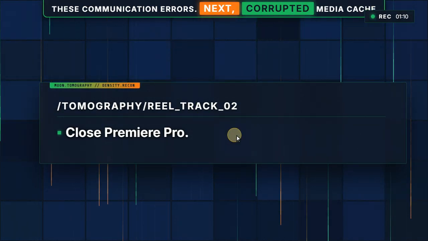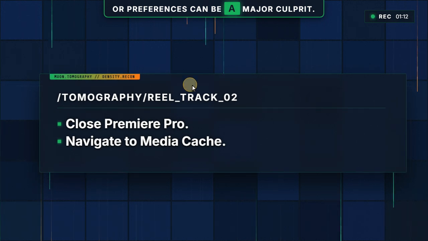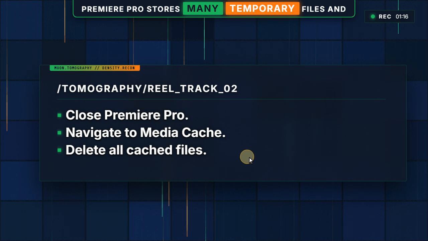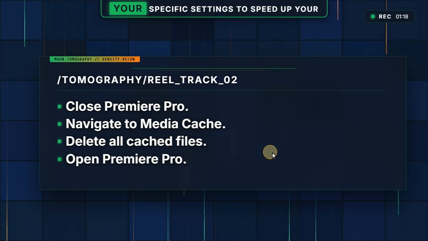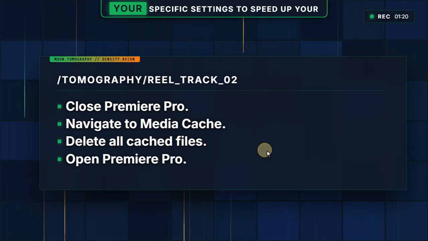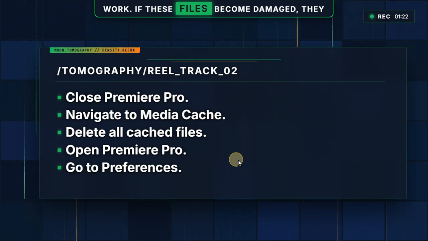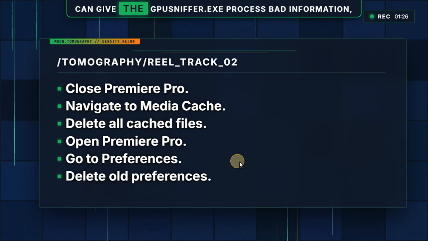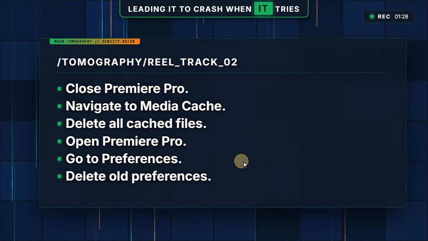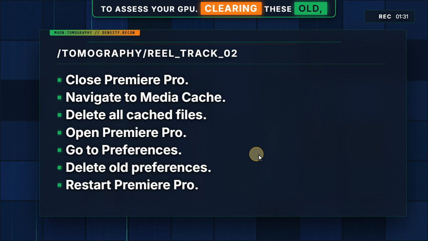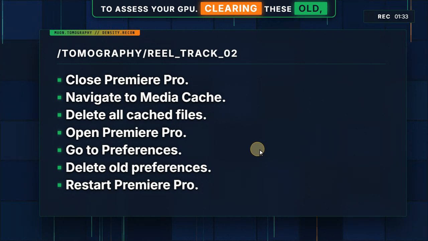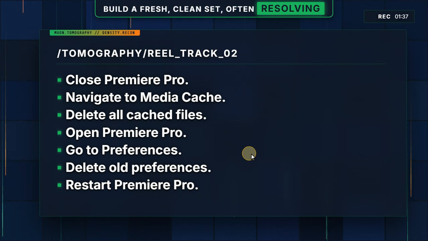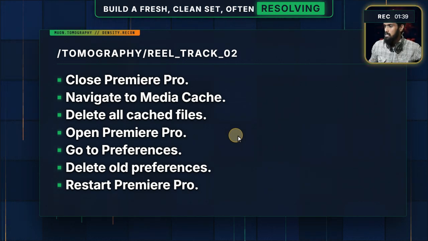Next, corrupted media cache or preferences can be a major culprit. Premiere Pro stores many temporary files and your specific settings to speed up your work. If these files become damaged, they can give the GpuSniffer exe process bad information, leading it to crash when it tries to access your GPU. Clearing these old, potentially corrupt files forces Premiere Pro to build a fresh, clean set, often resolving underlying data conflicts.